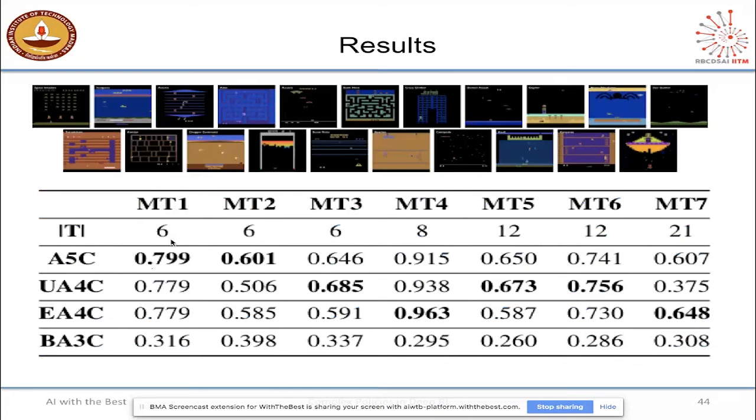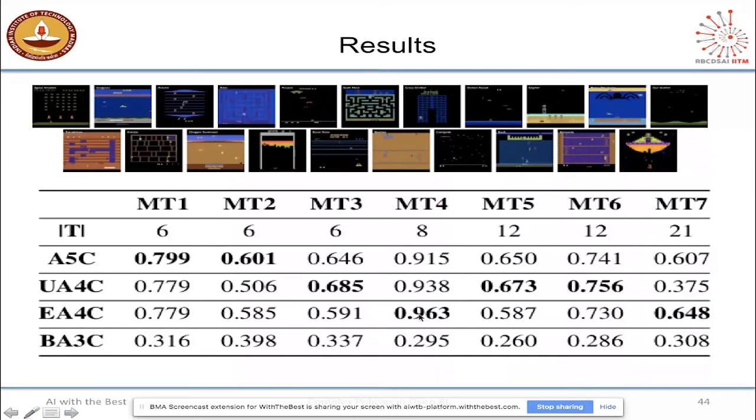It's not like the 3 million frames are uniformly divided between the 6 games, right? And these numbers could be roughly interpreted as what fraction of a single agent's performance I achieve on this multitask setting. So when they say 0.96, that means that I achieved 96% of the performance, on average, of the single agents that were trained on each one of those 8 games separately.